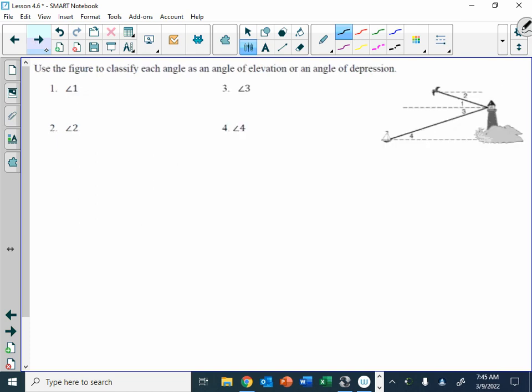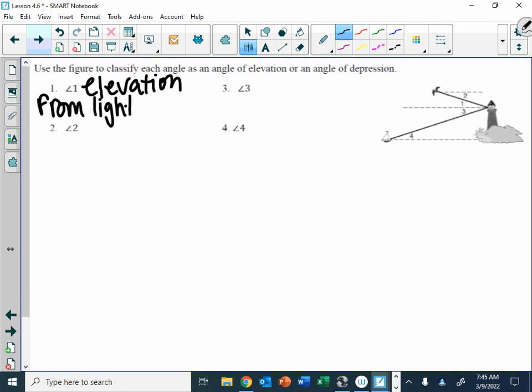Alright, let's do some additional practice. For number 1, once again, my dotted lines are my line of sight. So angle 1, I'm at the tower, and this is my line of sight. So this angle is above the line of sight, right? Does that make it an angle of elevation or depression? Elevation, because it's above the line of sight. The dotted line is my line of sight. Okay? So I'll write from lighthouse, if that helps. I know the picture's a little hard to tell. So number 1 is from the lighthouse.